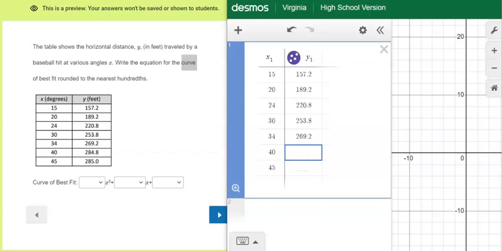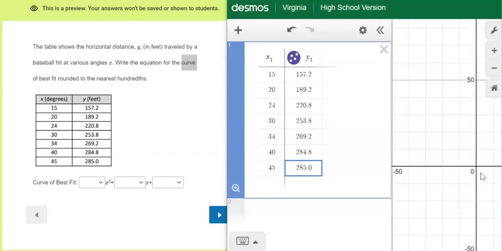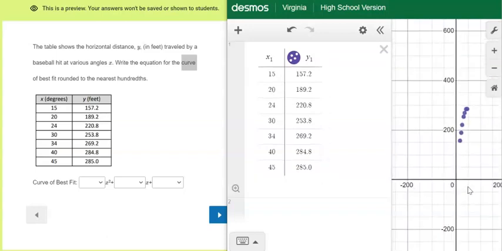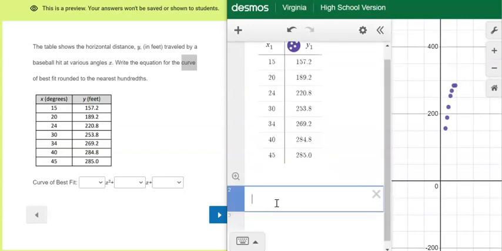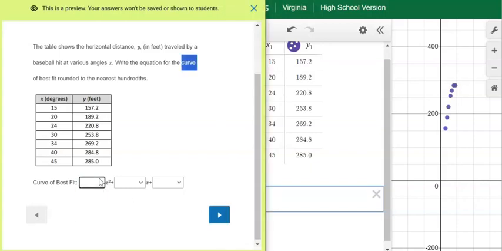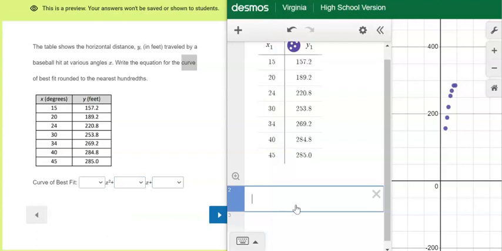69.2, 284.8, 285. Oh, all right, and then if you want to zoom out, you can do that, but you see how it's kind of going down like that. From here, unfortunately, I don't have an equation I can just graph and see. The most I can do here is think that it's negative, so these two, because it's going down, and then I'd have to guess the other numbers. But I'll go ahead and do this using the regression symbol.